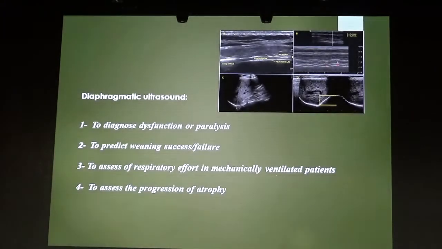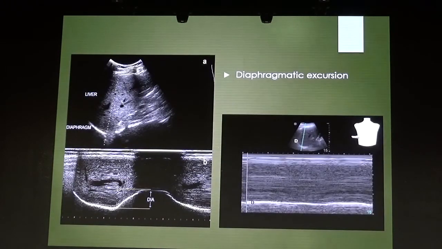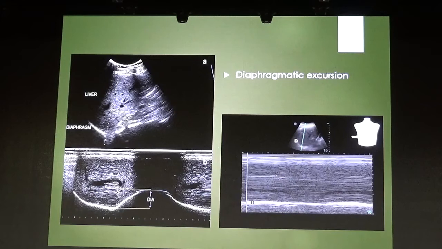The diaphragmatic ultrasound has been studied mainly in these 4 settings: to diagnose the dysfunction or the paralysis of the diaphragm, to predict the weaning success or failure, to assess the respiratory effort in mechanically ventilated patients or in spontaneously breathing patients, and to assess the progression of disease atrophy in mechanically ventilated patients. The first technique I will show you is the diaphragmatic excursion.